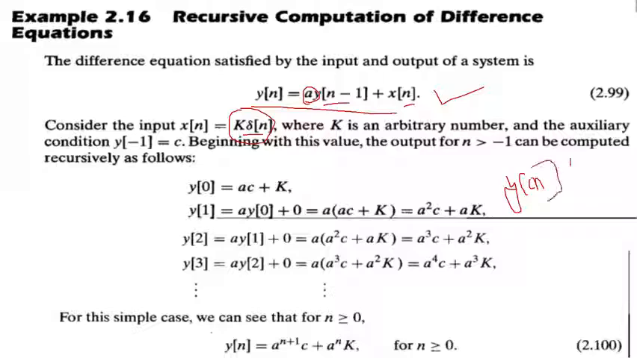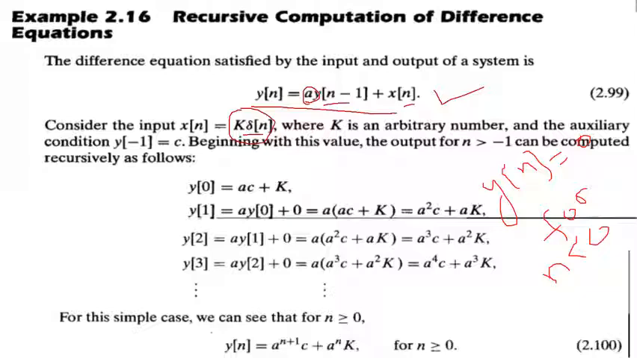Output y of n will be 0. Oh sorry, just let me clear for you. Output is equal to 0 for n less than 0. If I put n minus 1, the output will be 0.